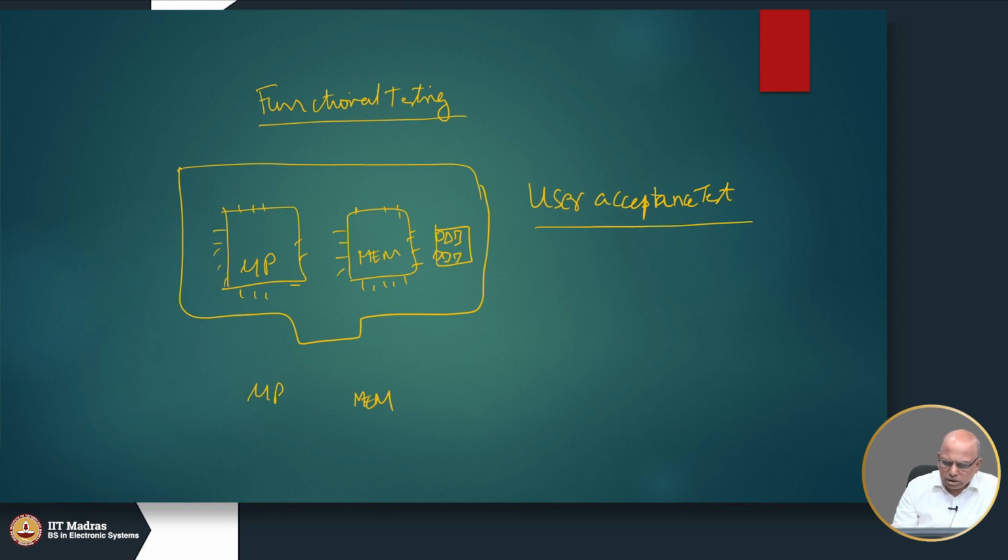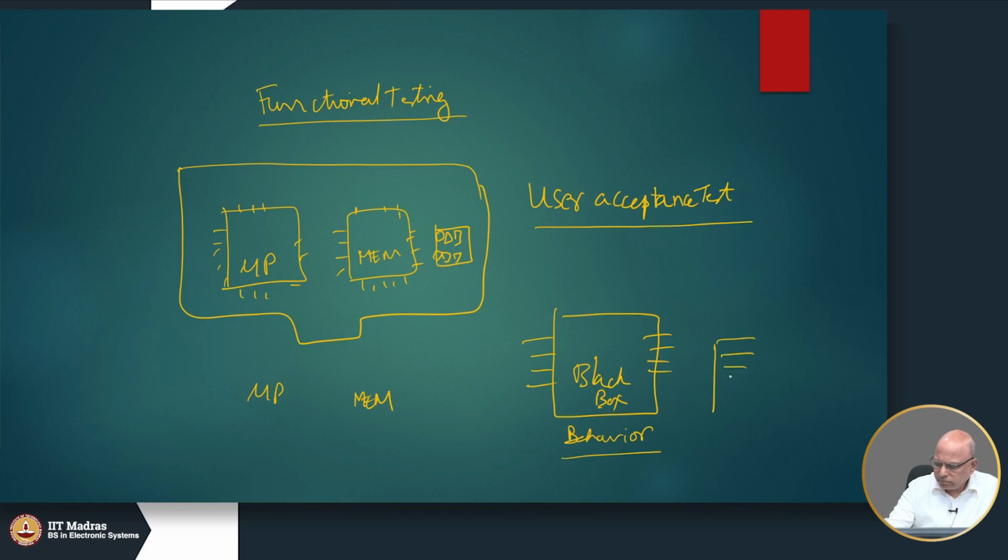So, why am I talking about user acceptance test? Because as a user you do not know what is inside the microprocessor, right. You know only its functionality. As far as you are concerned, the microprocessor is a black box. It has many input pins and output pins, and you know its behavior. It has been explained in a data sheet. So, there is a data sheet that explains to you how this microprocessor will behave.